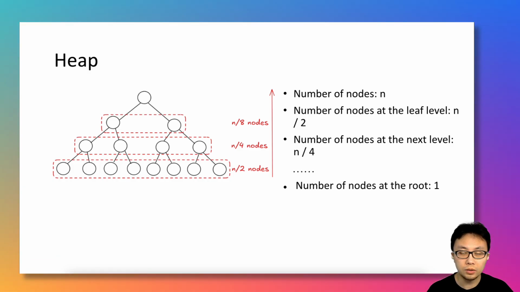Intuitively, this pattern tells you that the majority of the nodes are near the leaf level in a heap. The leaf level contains 50% of all the nodes. The 2 bottom levels contain nearly 75% of all the nodes.